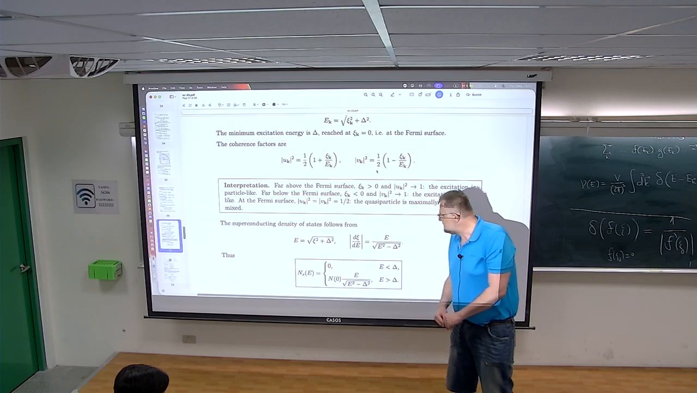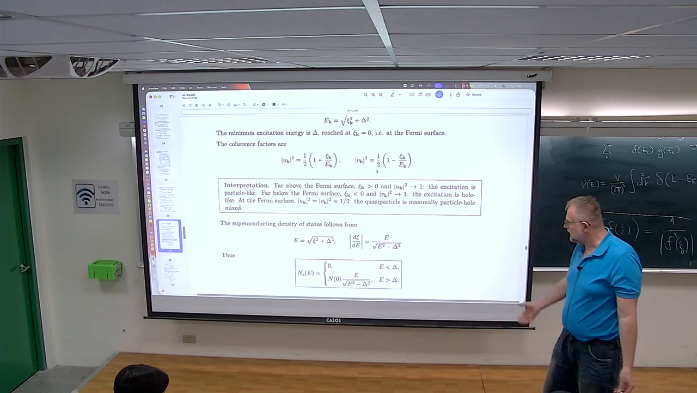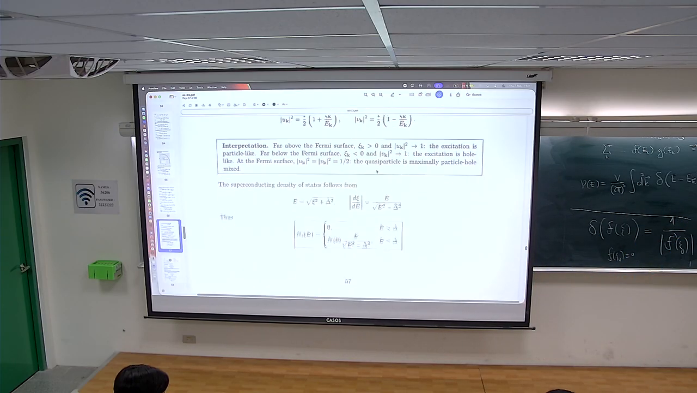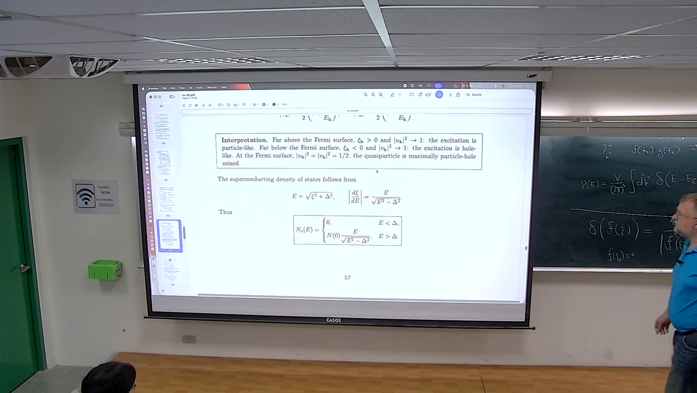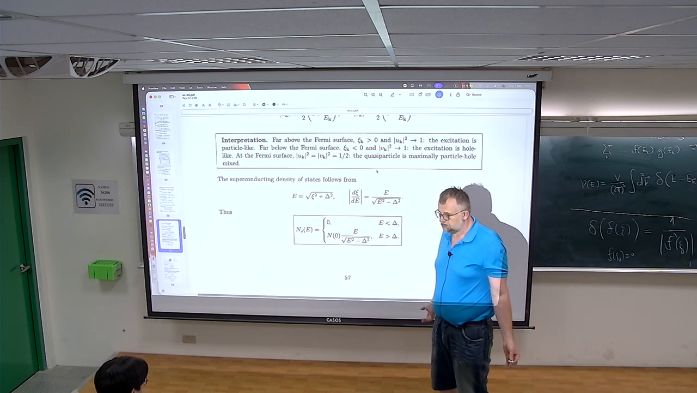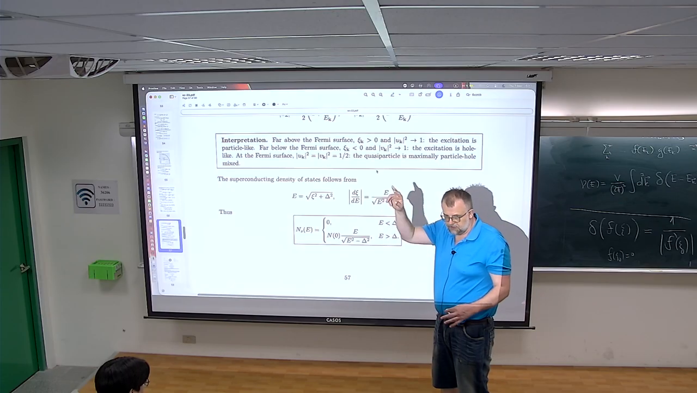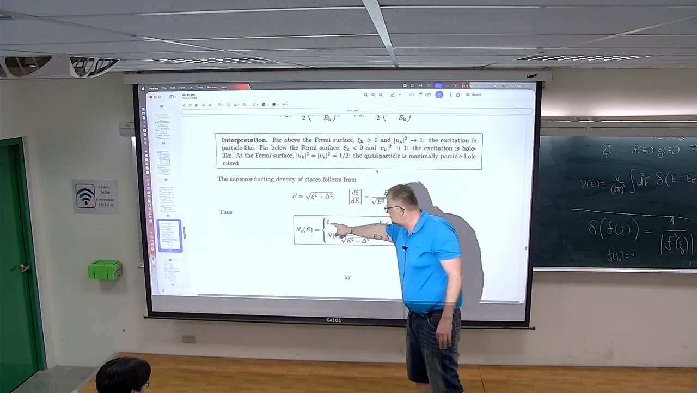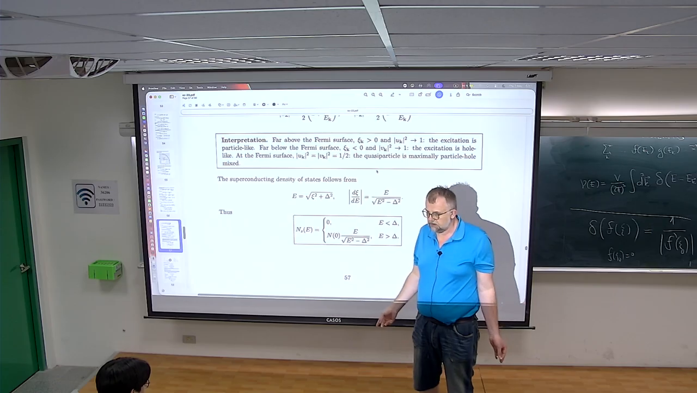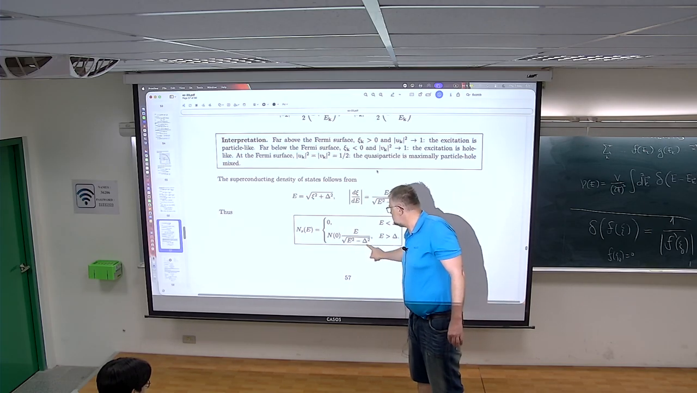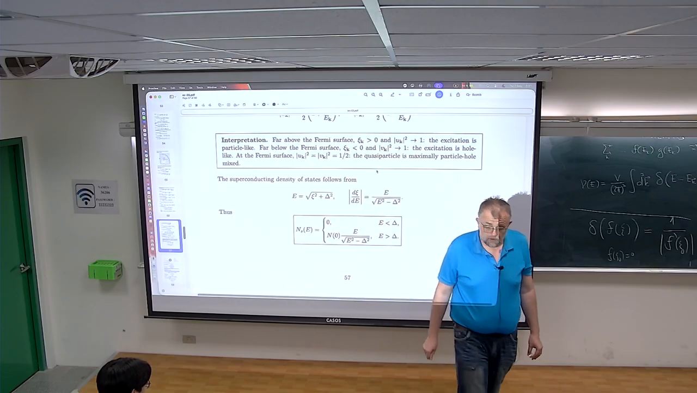So the final answer is that the density of states looks like here, and this is the final result. So it's obvious. When my energy is smaller than the gap, I don't have any quasi-particles there. My excitation spectrum has a gap. I don't have particles between 0 and delta, so I cannot have a density of states. If my energy starts to be larger than delta, I'm having a density of states, and you see this formula.